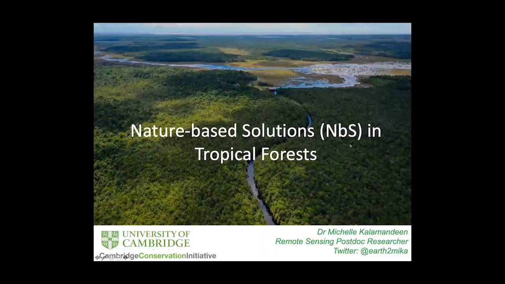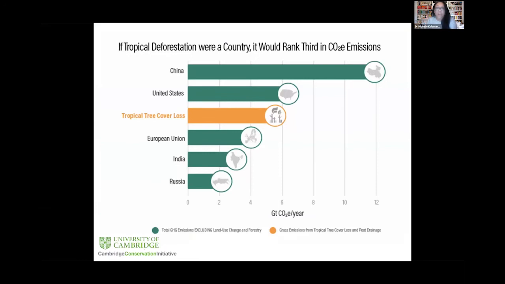So I'm going to talk, as David mentioned, a bit on nature-based solutions within tropical systems. If we look at deforestation as a whole, and we rank it according to the amount of emissions that it gives off, it would be almost third ranking in terms of a country, behind China and United States. If we look also at the Paris Agreement, about 66% of countries have made pledges for green or natural-based solutions in order to help cut these emissions. And the reason why this is so important is because tropical forests tend to be hotspots of biodiversity.